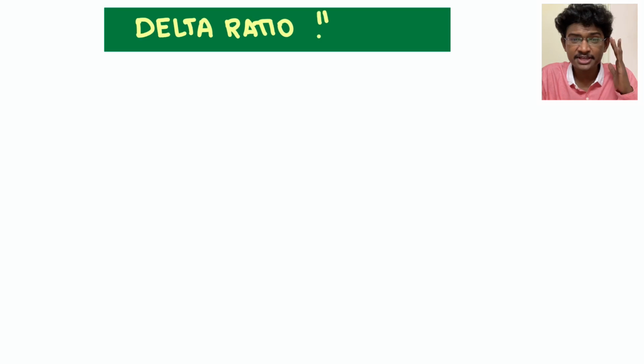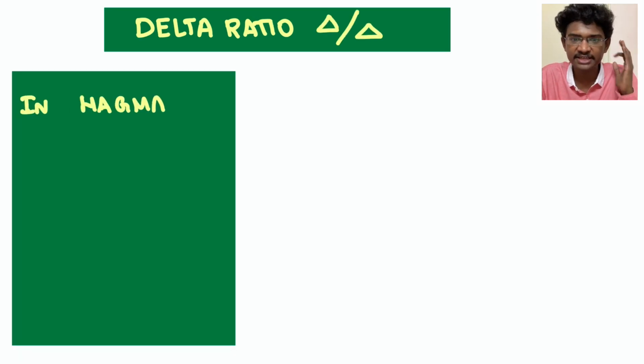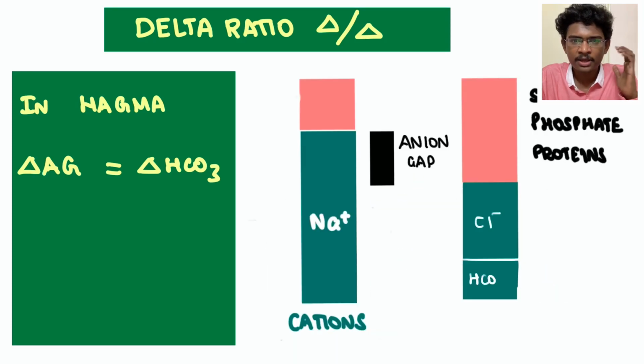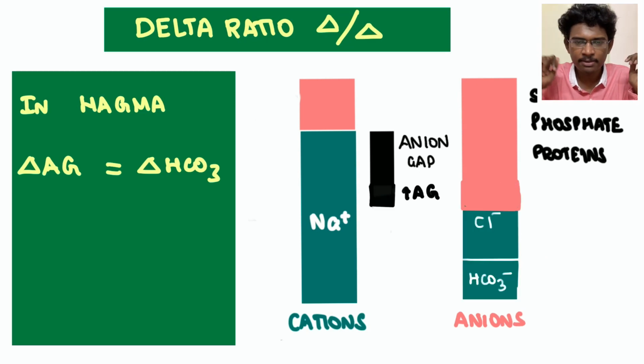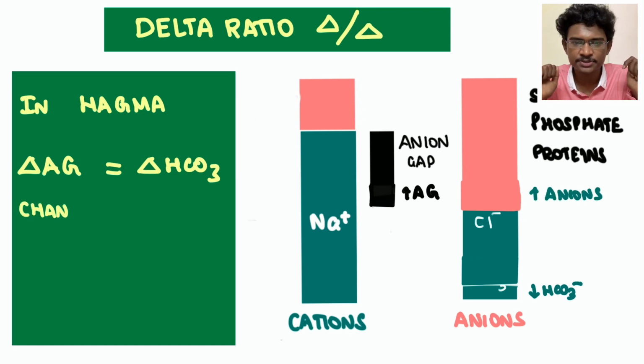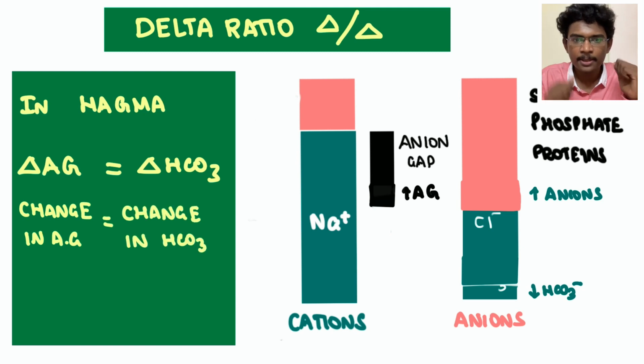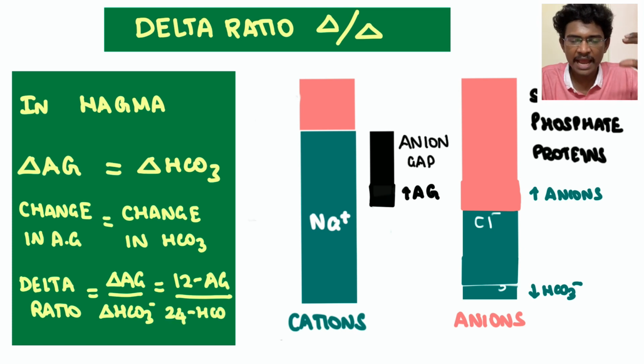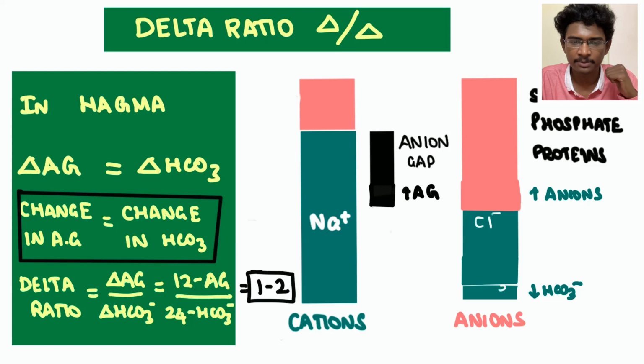Next is the last and important step, which is the calculation of delta ratio. What is this? See, in HAGMA, what happened? The extra acids added made a fall in bicarb, there was a gap created which was filled by the extra anions, leading to increased anion gap. So in short, the change in anion gap will be equal to the change in bicarb. This is the delta ratio: change in anion gap by change in bicarb.